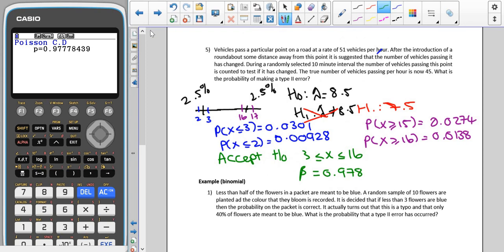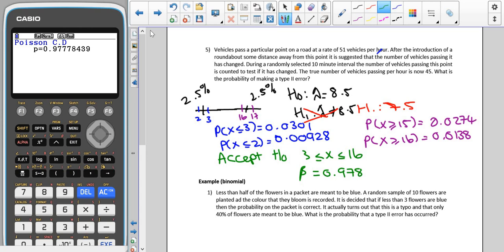For the last Now You Try question, this time we've got vehicles passing a particular point on a road at a rate of 51 per hour. After the introduction of a roundabout some distance away from the point, it is suggested that the number of vehicles passing it has changed. During a randomly selected 10-minute interval, the number of vehicles passing this point is counted to test if it has changed. The number of vehicles passing per hour is now 45. What is the probability of making a type 2 error?